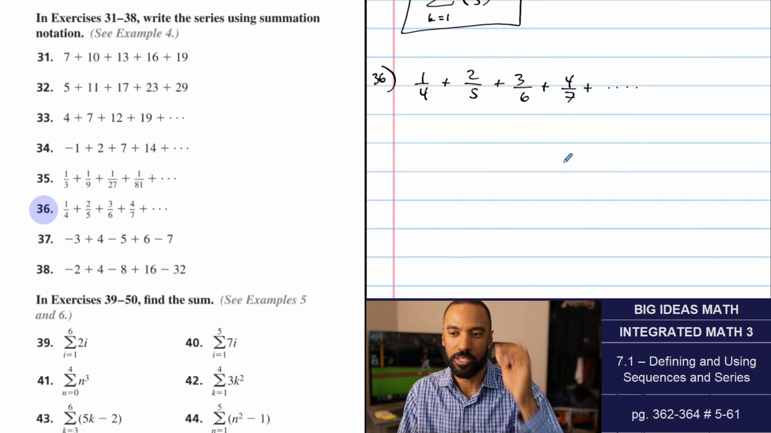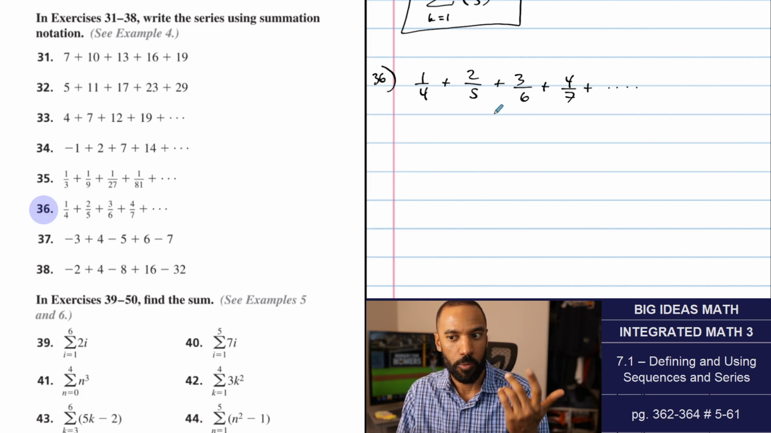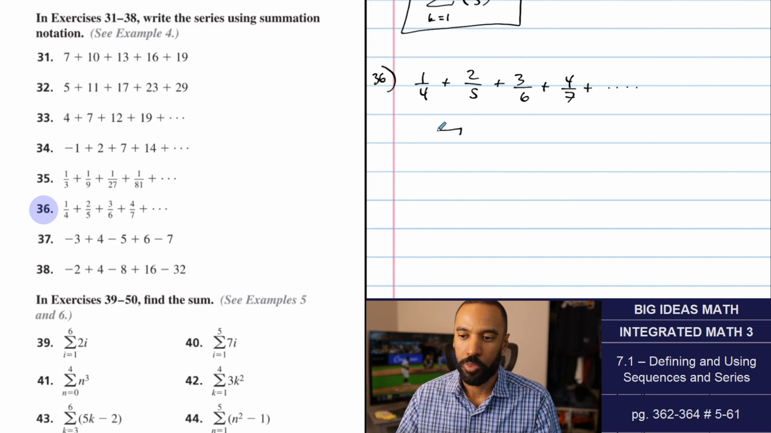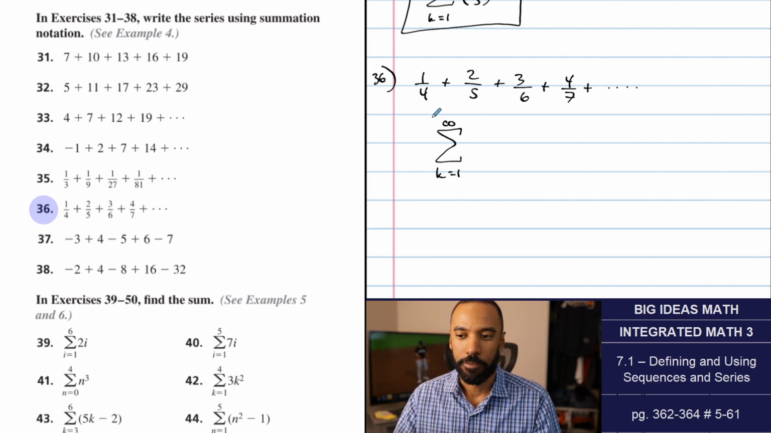It's like one of those special case things, if you can tell. The top's increasing by 1, bottom's increasing by 1, but they start from different places. So let's come up with the rule here. We're going from 1 to infinity as well. If the first term is 1, then we can just plug in that k into right here. And then the bottom is having a common difference of 1, but that 0th term is 3.